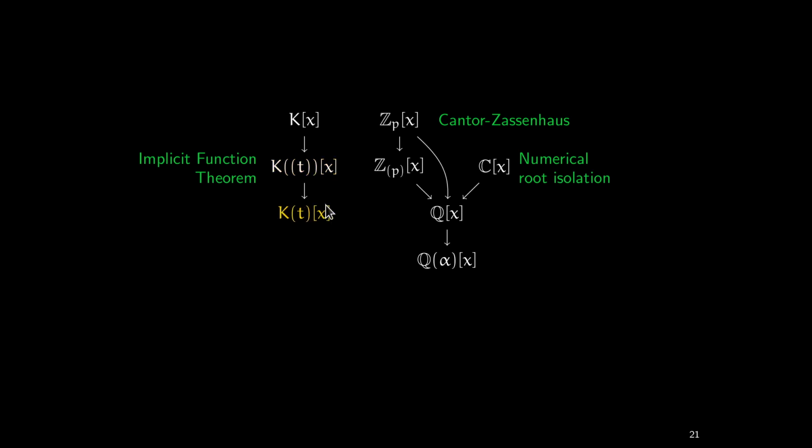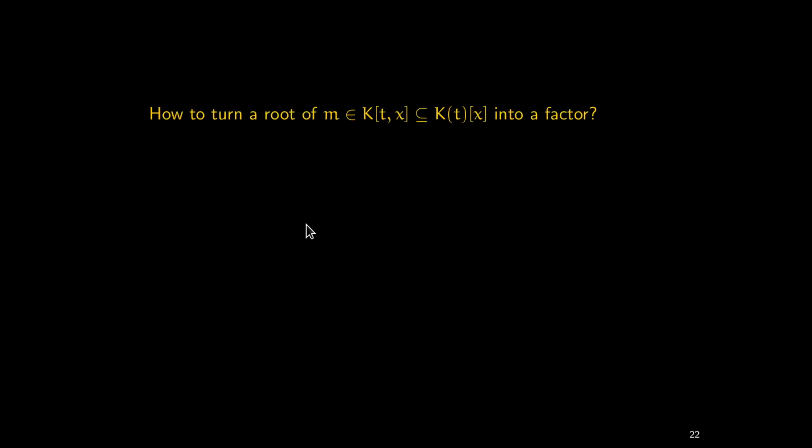And now let's turn to rational factorization. How does this one help us here? This is the question. If we have a polynomial in two variables and we view it as a polynomial in x over the rational function field in t, and we have now a power series root, how does this knowledge help us to find a factor of m in this field?